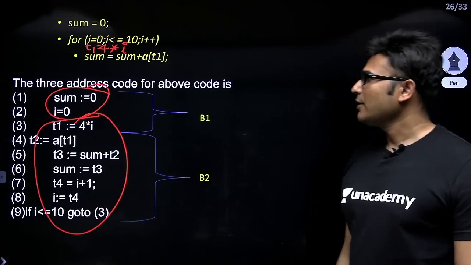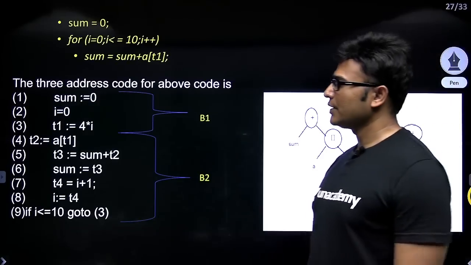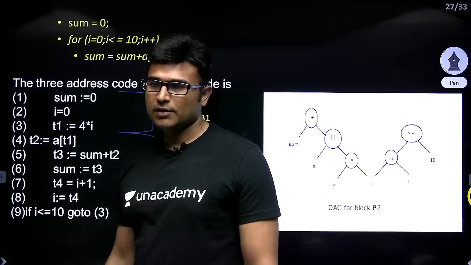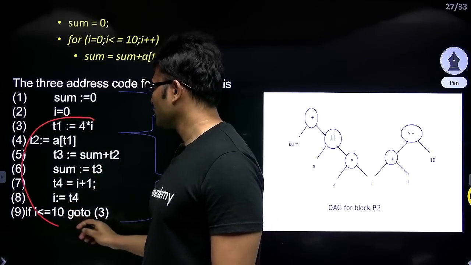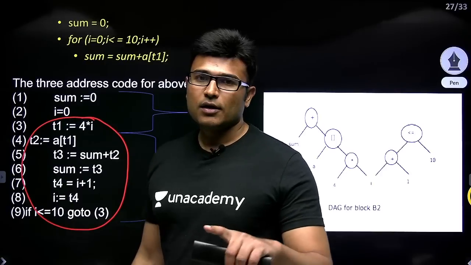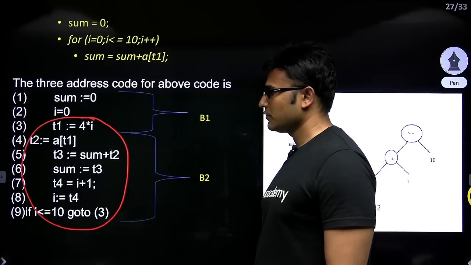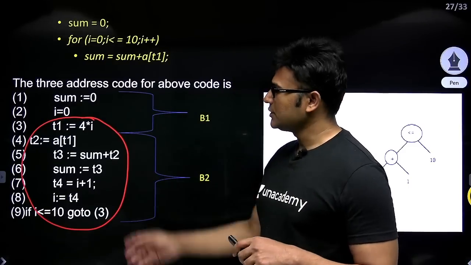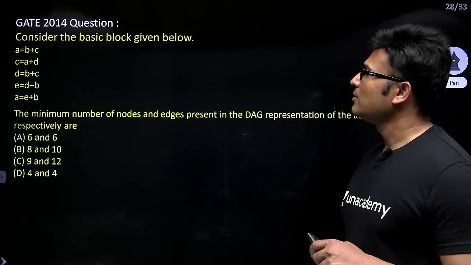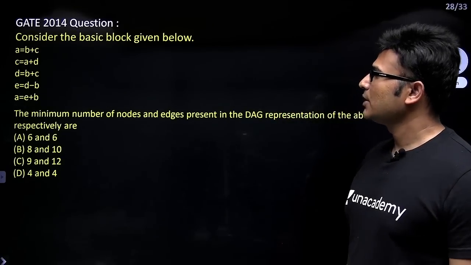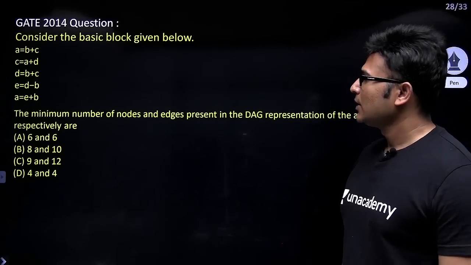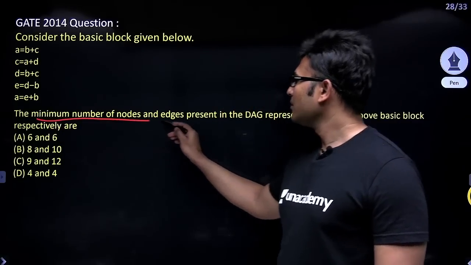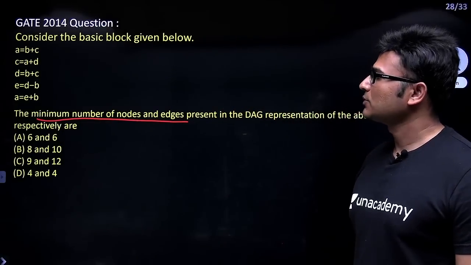For this you are supposed to generate a DAG. It is a simple straightforward question, nothing else. I just want you to do it on the blocks, just how we did it for the first one. Initially we have done it for a block, right? The same thing. Now this question was asked in GATE 2014. They have asked for the minimum number of nodes and edges.